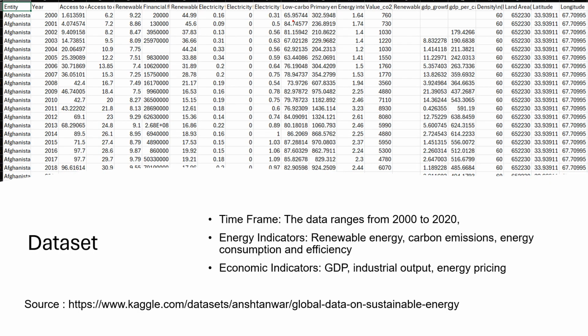The dataset I'm going to be using ranges from 2000 to 2020, and it includes various indicators such as renewable energy, carbon emissions, and energy consumption for each country. It also has each country's GDP, industrial output, and energy pricing, which can be used to plan our strategies more effectively.